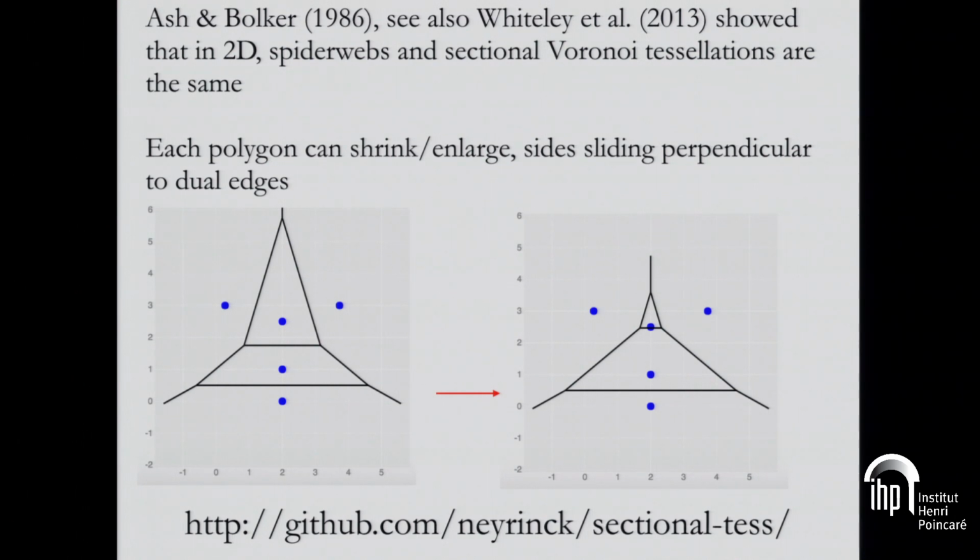Okay, so there are a couple of papers that proved that in 2D, spider webs and sectional Voronoi tessellations were equivalent constructions. Actually, in 3D, it's not quite that simple. In 3D, a sectional Voronoi tessellation, so that's what happens in cosmology, is a spider web. But there exist spider webs in 3 dimensions that are not completely sectional Voronoi tessellations. So the equivalence isn't quite as simple in that case.